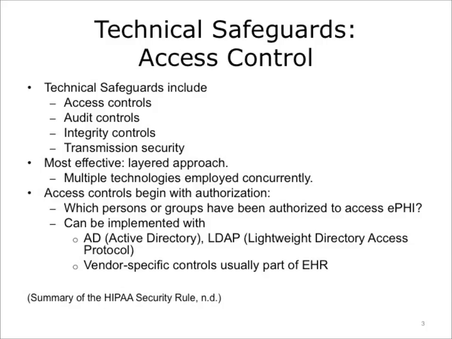HIPAA demands that sufficient measures be put into place at the technical level to guard healthcare data from all reasonable means of attack and unwanted disclosure. Technical safeguards address access controls, audit controls, integrity controls, and transmission security. The access control technical requirement mandates that, quote, a covered entity must implement technical policies and procedures that allow only authorized persons to access electronic protected health information, end quote. From a technical perspective, there are several tools that assist administrators with administering this process.